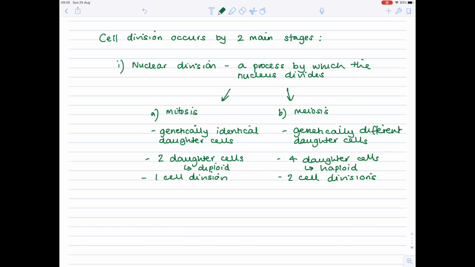Now, the second type of cell division is known as cytokinesis, which you might be less familiar with. Keep an eye on your spelling with this word. This occurs after nuclear division, and it's actually the process by which the whole cell divides.